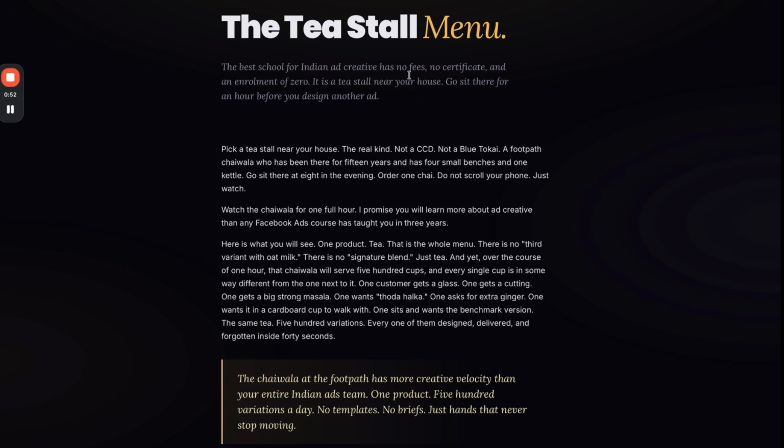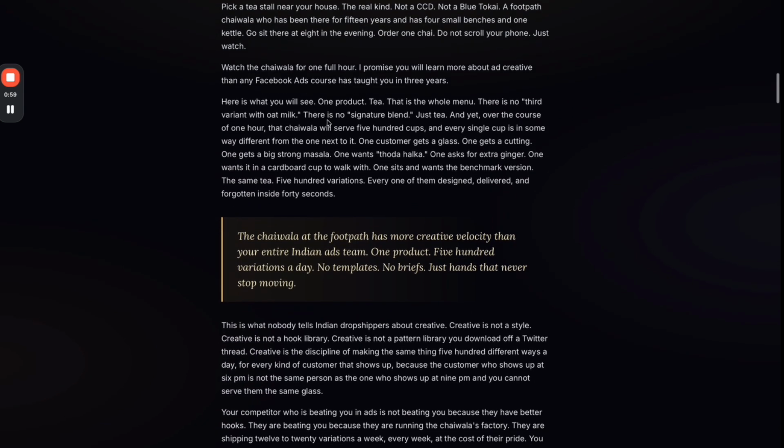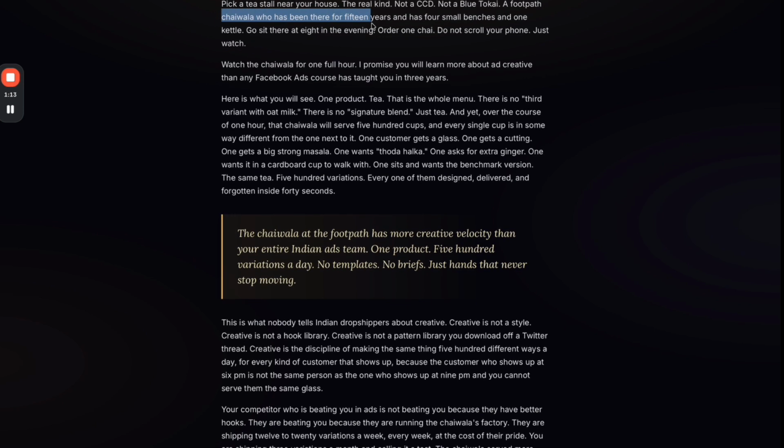So it is a tea stall near your house. Go sit there for an hour before you design another ad. Pick a tea stall near a house, the real kind. Not a Cafe Coffee Day, not a Starbucks, not a Blue Tokai or whatever. Pick the actual chai ki tapri, okay? A footpath chai wala who has been there for 15 years, whatever the time frame, and has 4 small benches and 1 kettle.